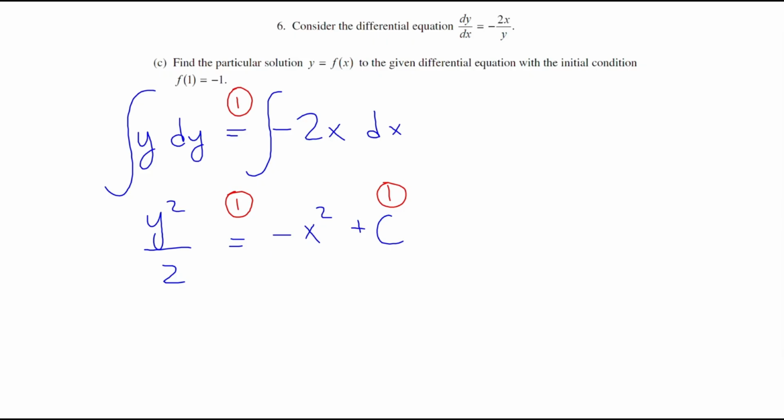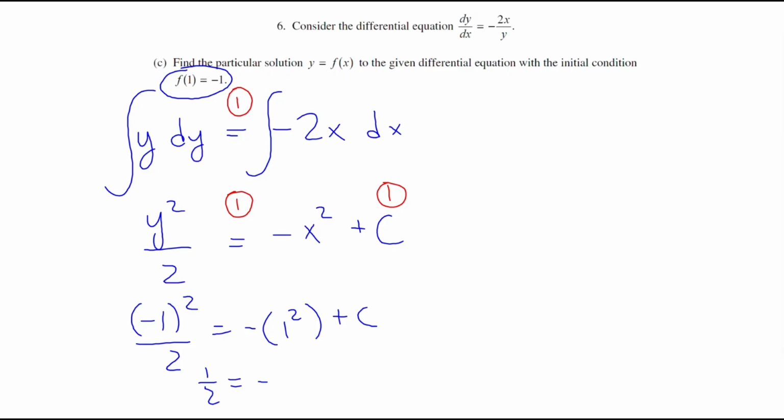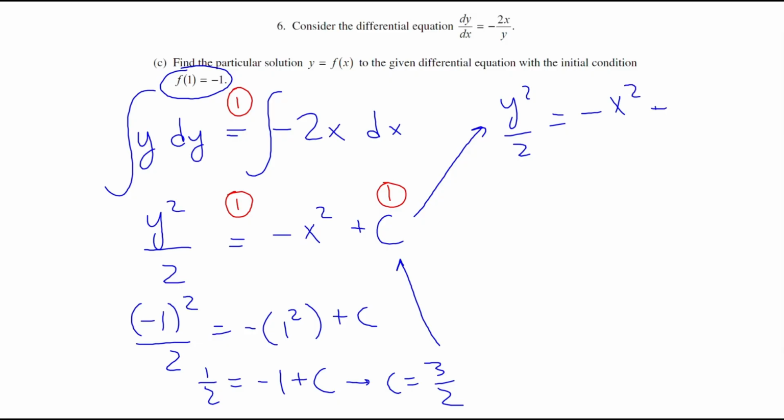And then the next point is for solving for c with your initial condition, that when x is 1, y is negative 1. So we've got negative 1 squared over 2 equals negative 1 squared plus c. Well, negative 1 squared is 1, so we have 1/2 equals negative 1 plus c, or a constant of 3/2. And if you take that constant of 3/2, plug it back in for c, and rewrite as y squared over 2 equals negative x squared plus 3/2, you get another point.